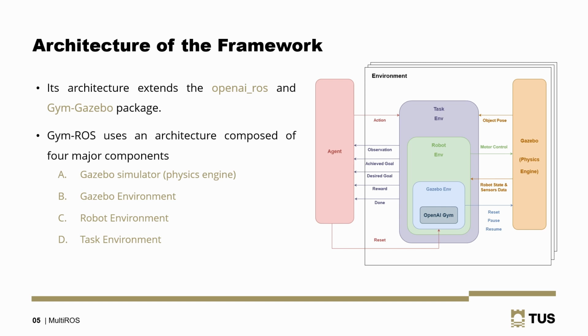The main focus of this package is to introduce a ROS-based RL structure for multi-robot and multitask learning research. Its architecture extends the OpenAI ROS and Gym Gazebo packages, which use the OpenAI Gym interface with ROS. Like in OpenAI Gym, the MultiROS structure enables RL algorithms to interact with environments to sample experience to improve their policy. Therefore, by making minor modifications, this toolkit is compatible with most third-party Python frameworks that provide RL algorithms.